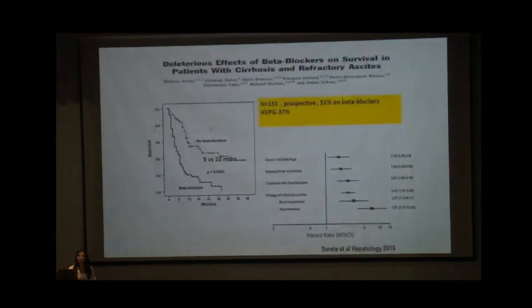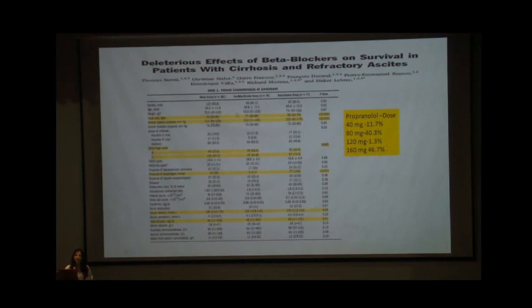But the original paper, it was by Sersté, and this was a prospective series of patients where it was shown that beta blockers are detrimental in patients with refractory ascites. The survival was just 5 months versus 20 months in patients who were not given beta blockers. And we can see here that beta blockers were associated with more renal impairment, development of hyponatremia, and worse survival. But when you look at the cohort, the beta blocker group was much sicker.